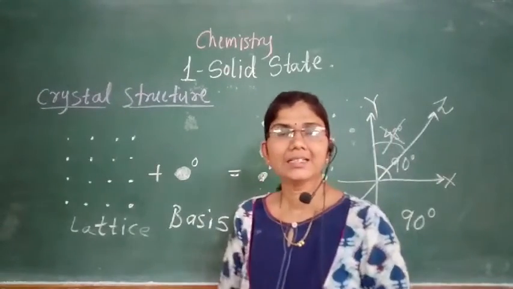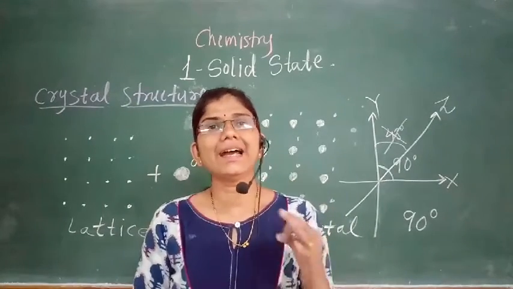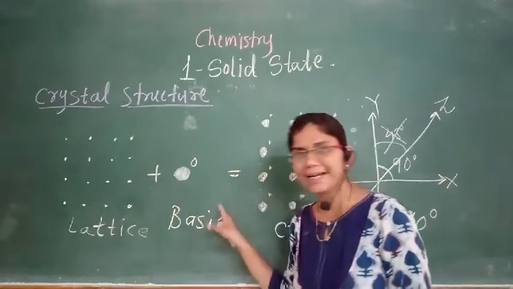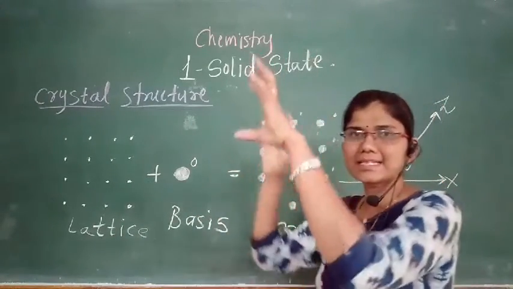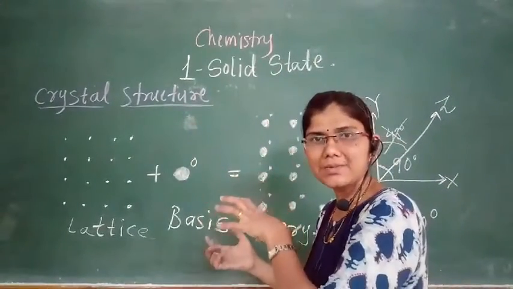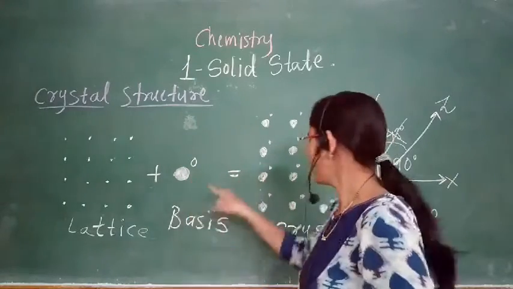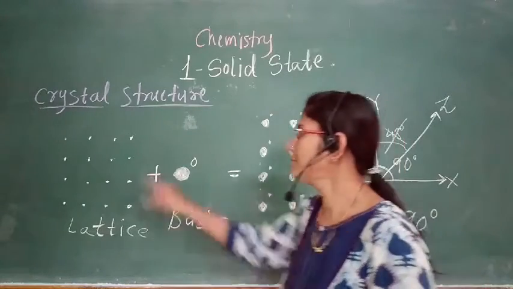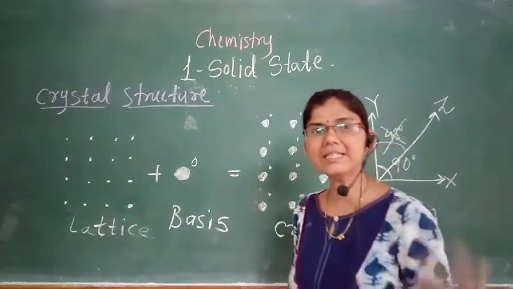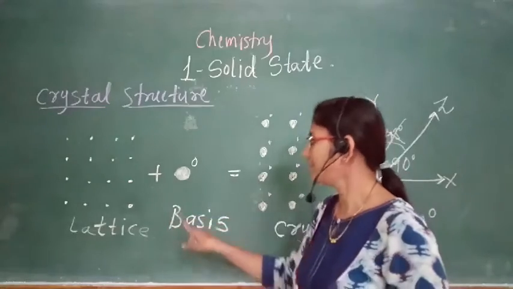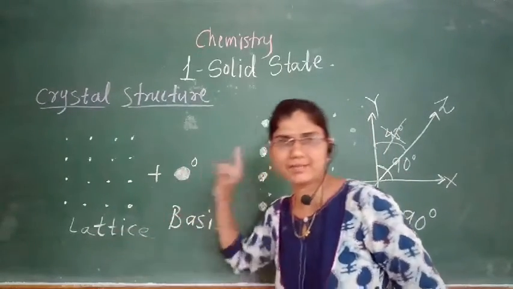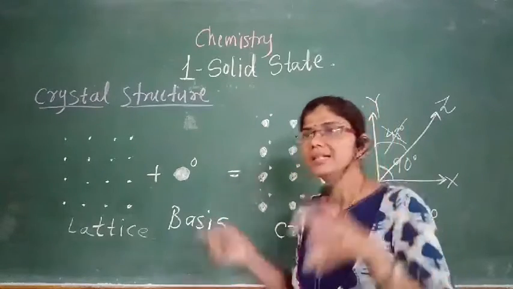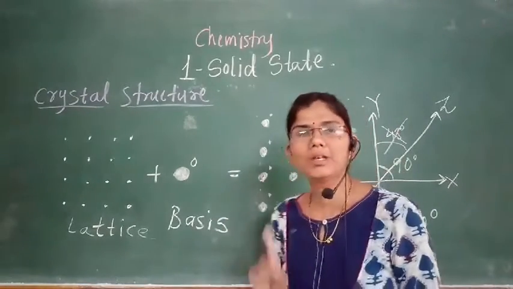We have to remember that a crystal structure is the three-dimensional arrangement of particles in the form of a lattice and basis. Means when the lattice points and the basis, the particles, come together, they form a crystal structure. So how will the crystal structure be formed? A crystal structure is a result of attaching a basis to a lattice point. When the particles are attached to the points, then they form a whole crystal structure.